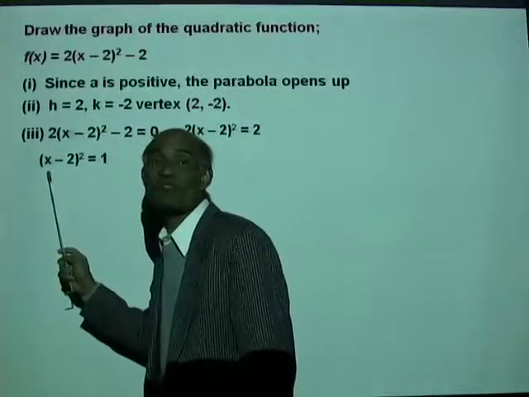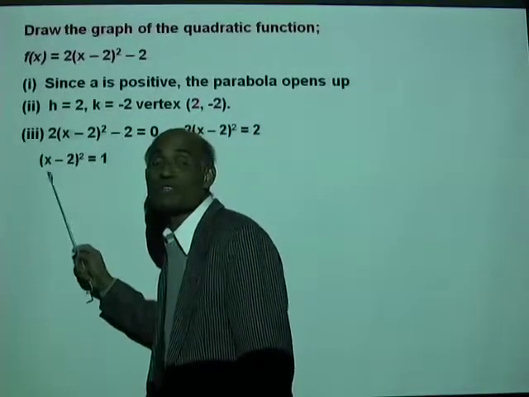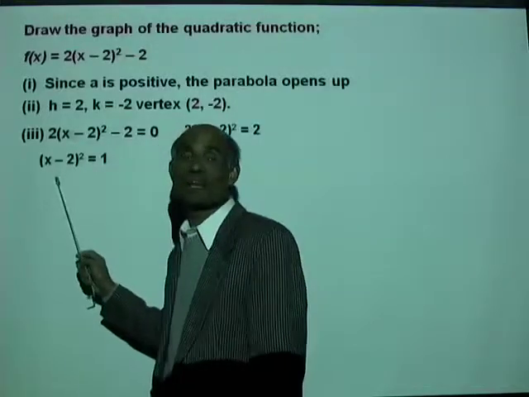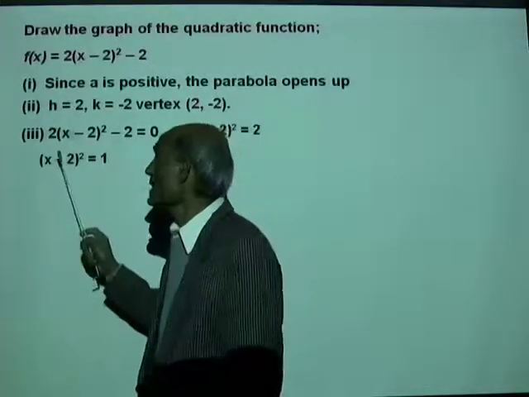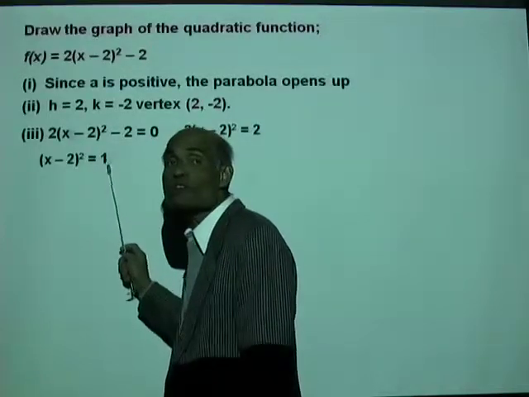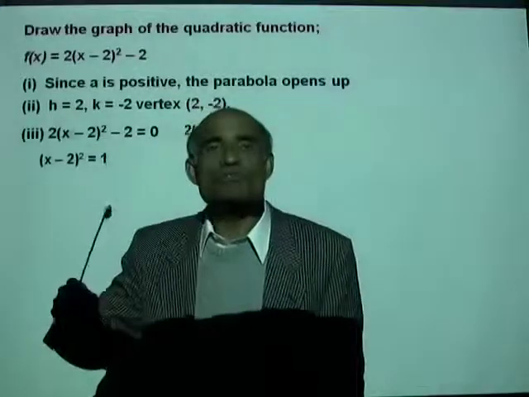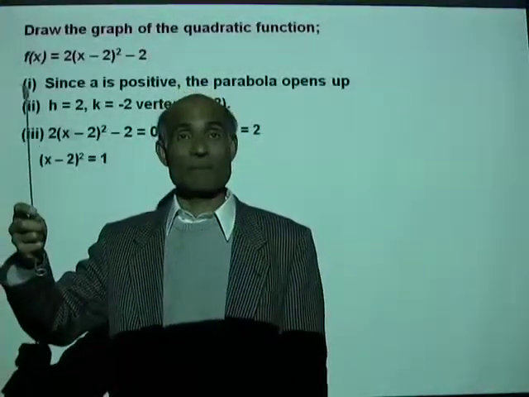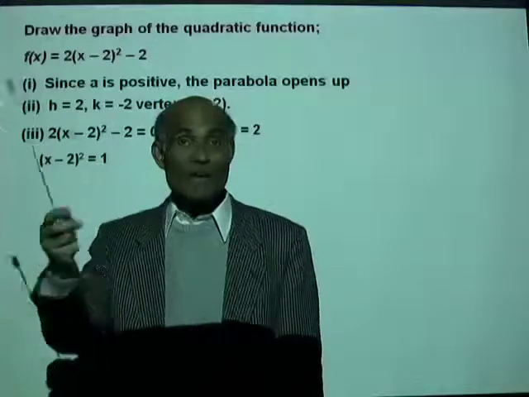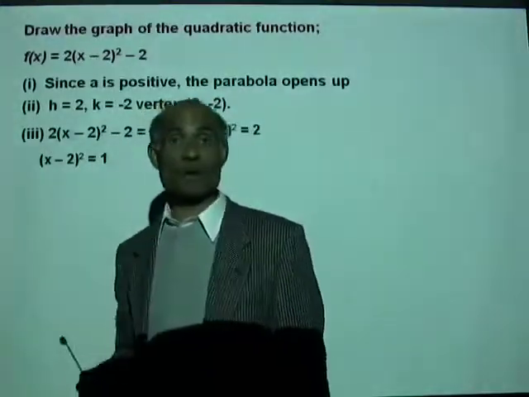What will you do to solve now? (x minus 2) all squared equal to 1. Take the square root of both sides. Now what will you get? The square root of the left-hand side equal to the square root of the right-hand side. Tell me, what is the square root of 1? The square root of 1 has 2 values. It could be plus 1 or minus 1.